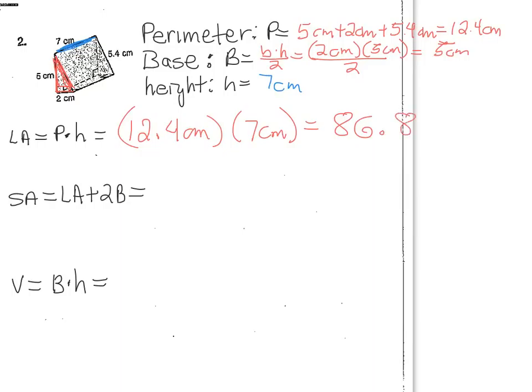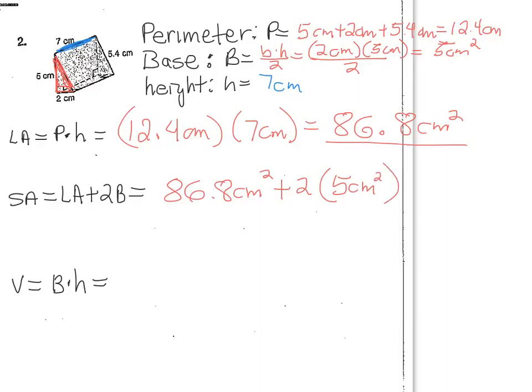86.8, and this is square centimeters, right? So that is the lateral area. What about for the surface area? What did you do? I did 86.8 square centimeters plus 2 times 5, because the area is 5 square centimeters. And when you add those two, that gives you 96.8, in square centimeters. 2 times 5 is 10, added to the 86.8 is 96.8.